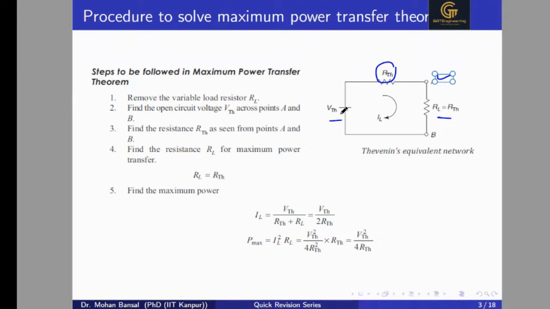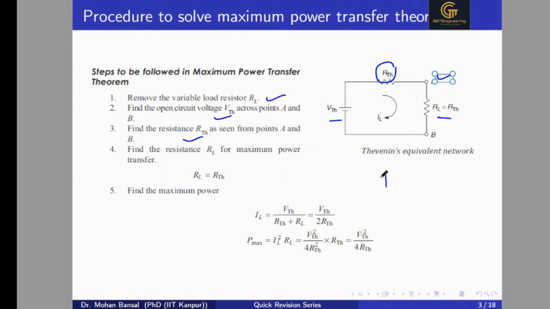So quickly, I will give you a brief idea about the maximum power transfer theorem with the help of Thevenin's theorem. In Thevenin's theorem, first we remove the load resistance, then we find the Thevenin's voltage and the Thevenin's resistance, to draw the Thevenin equivalent circuit. After getting RTH, we can easily compute RL, which is equal to RTH. And if IL is the current in the circuit, it is equal to VTH divided by RTH plus RL, which can be written as VTH divided by 2 RTH.